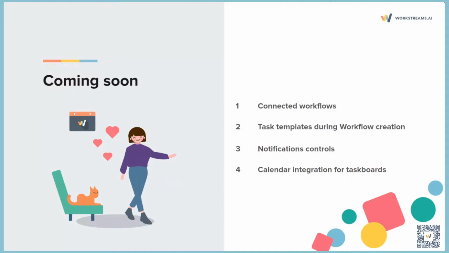Is that so far correct? Good. Yep, I would just maybe add one thing: at this stage we are looking at one-way synchronization. So if you expect that changes done on the calendar side would propagate back to Workstreams, eventually maybe yes, but not in the first iteration.